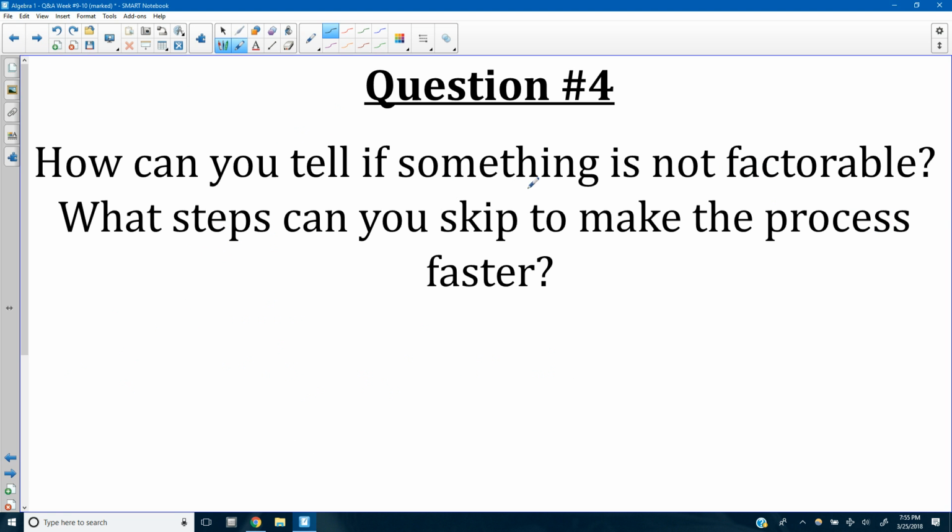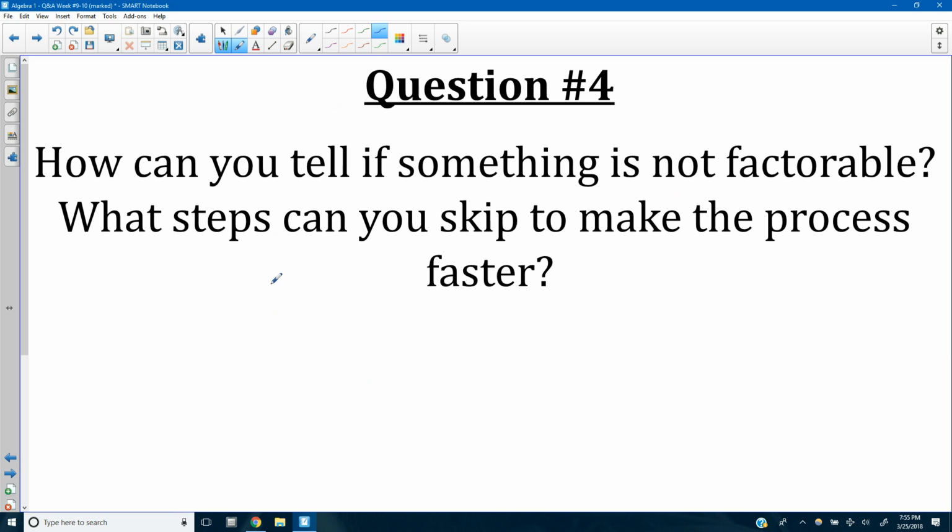Question number 4. How can you tell if something is not factorable? What steps can you skip to make the process faster? This is a good question because I really always talk about efficiency. Now, you may every so often ask me the question, hey, Mr. Robinson, did I factor this right? Or, hey, Mr. Robinson, how do you factor this?